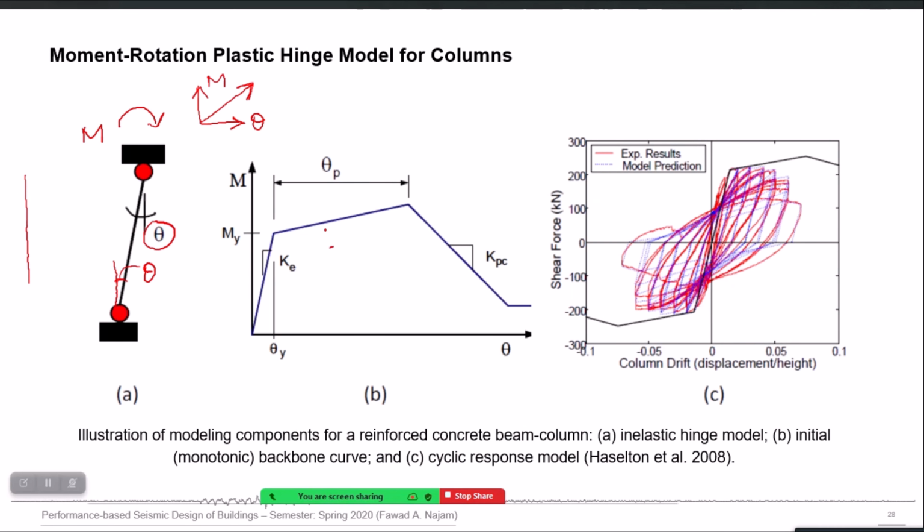For example, for columns here, the relationship between moment versus theta. So this is moment on the y-axis and theta on the x-axis. This blue line you should provide to the program, and when you provide it and apply cycles of loading and unloading, the program predicts a behavior which matches very well with the experimental results. So your computer model will behave like how your actual column behaved in a real experiment.